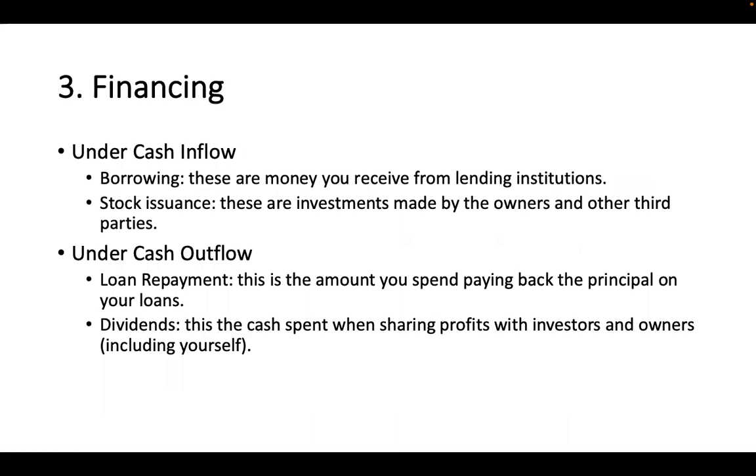Now the third and the last category is financing. So financing, what would come under the cash inflow? Borrowing. These are money we receive from lending institutions. And stock issuance, these are investments made by the owners and third parties.